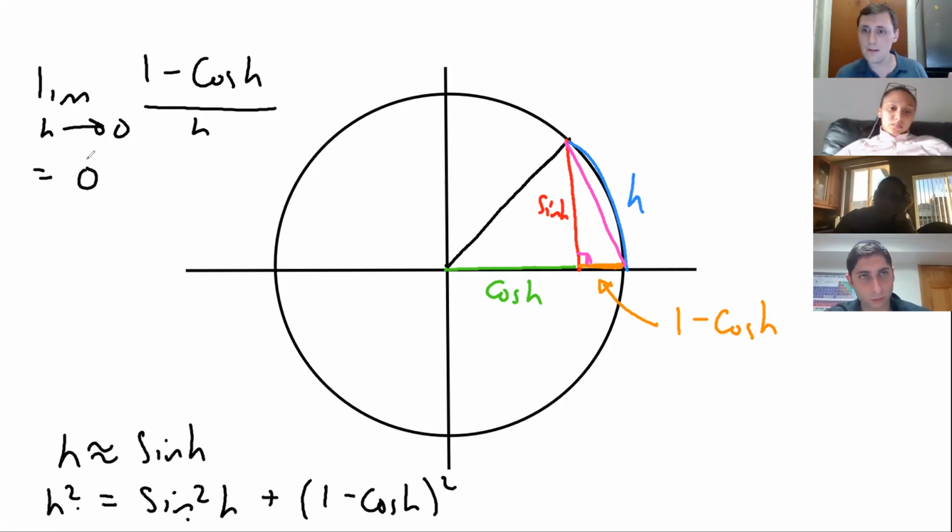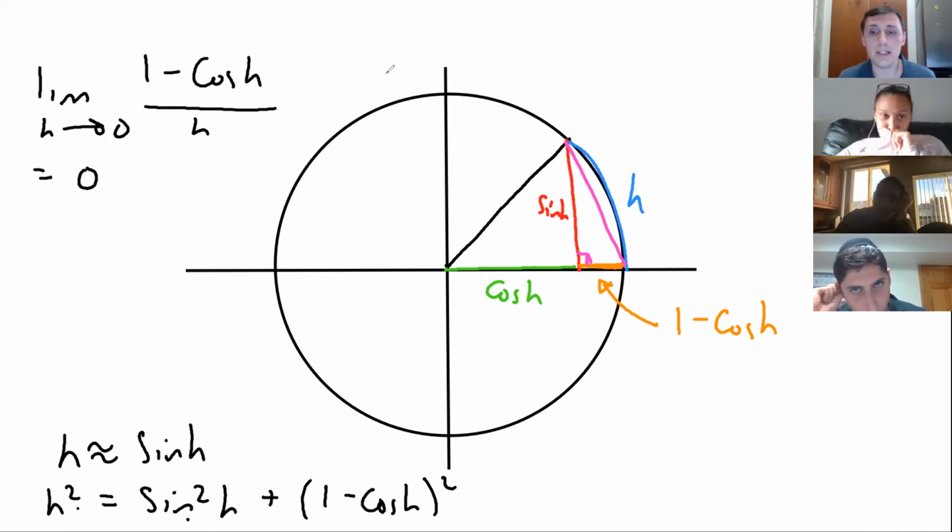Are you with me? It's a bit harder than with the sine, but do you understand how I say that? If h is very small, you can imagine that h and sine h are the same. So in that right triangle, the only way the sum of the squares of the legs is equal to the hypotenuse is if one of those legs, namely 1 minus cosine h, is essentially 0. So compared to h, it will vanish.